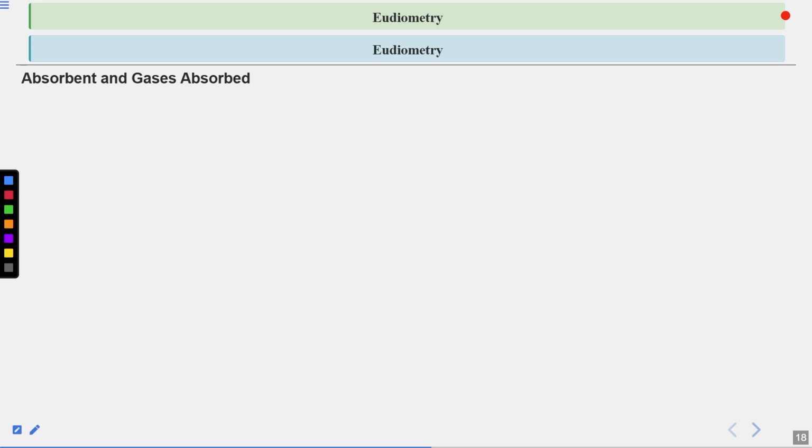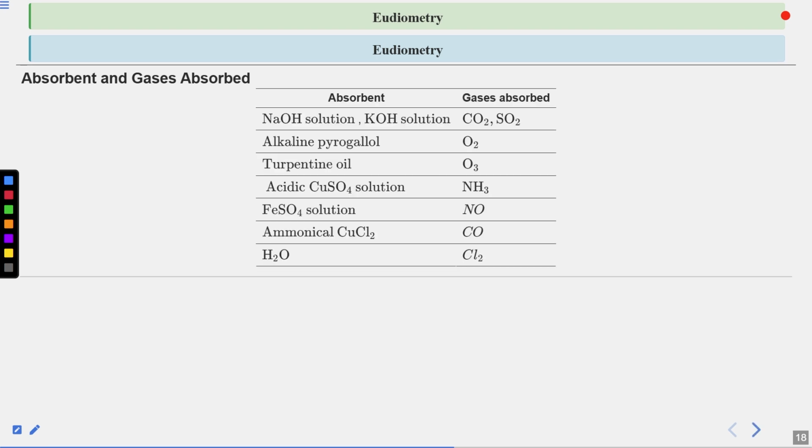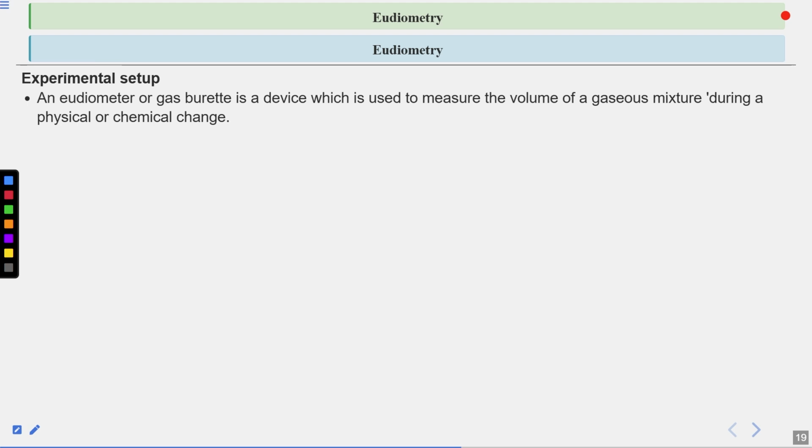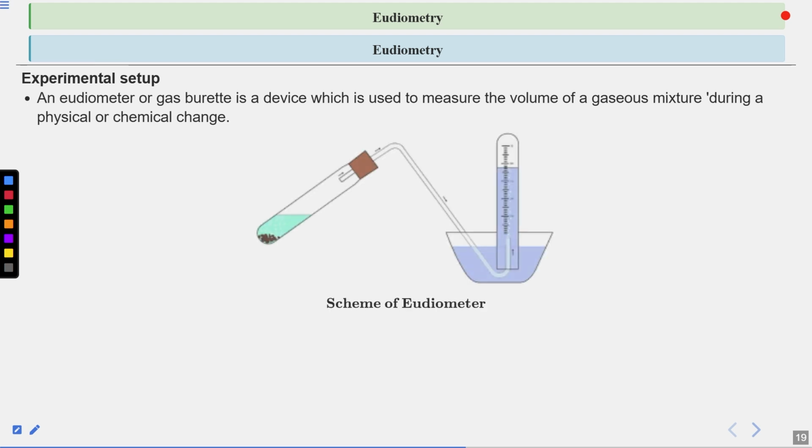Then the third thing is the absorbents and the gases which are absorbed. If you have NaOH and KOH solution, it will absorb CO2 and SO2. Similarly, H2O absorbs Cl2, and many other gases have different absorbents. But our focus would be on the NaOH and KOH solution. What is the experimental setup for it? So there is a gas burette, which is this. Now it's very simple. After the combustion, the gases which are released are absorbed in this absorbent, and the rest is collected here.